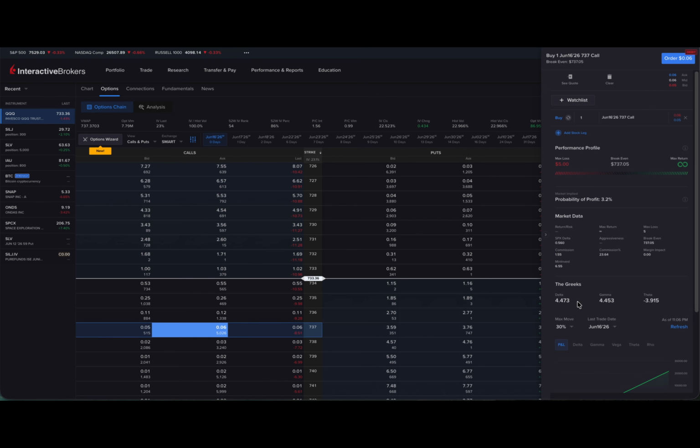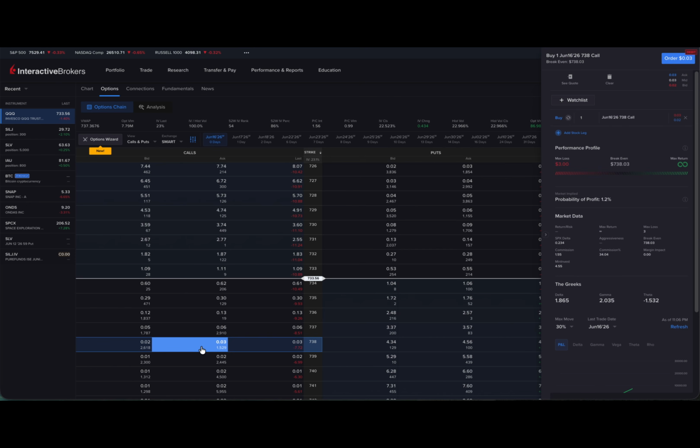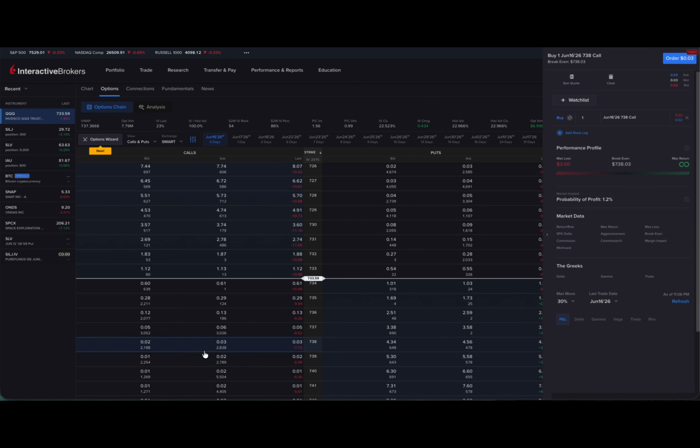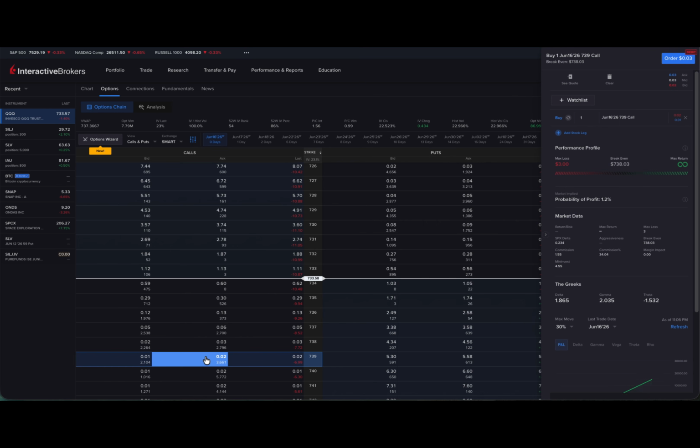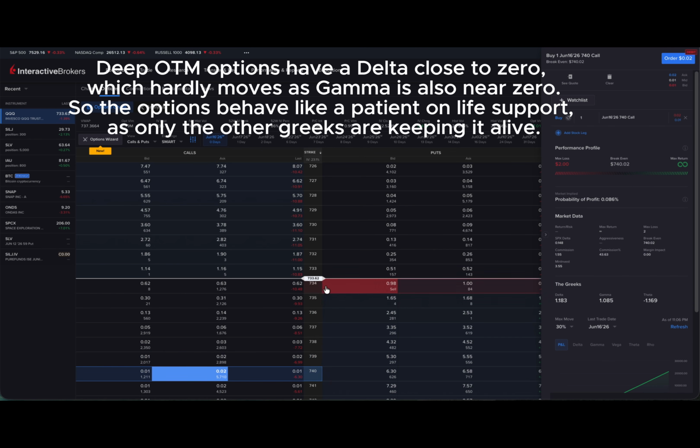And so as we go further away, you see that the delta starts to drop, and also the gamma is dropping, because when you go further away in out of the money options, these options for sure are not going to be exercised. They have almost no value, and because they have almost no value, they behave in an almost uncorrelated way with what happens with the stock price.